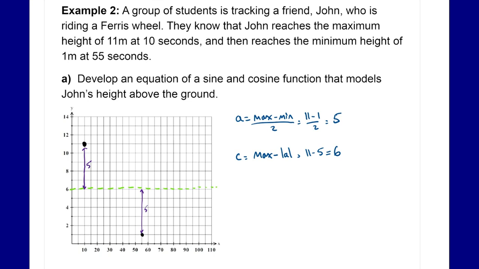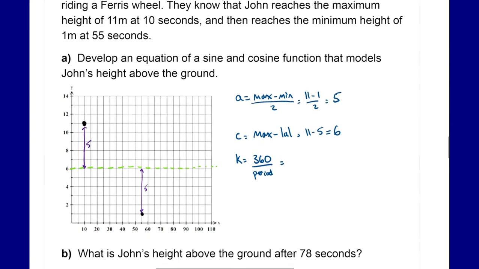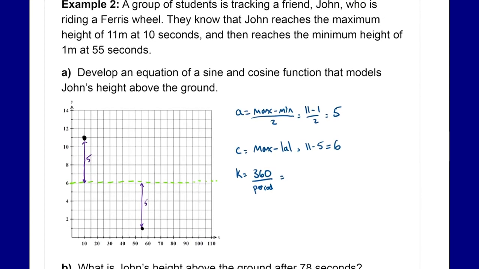Now, for the K value, we need to determine our K value. K is 360 divided by the period. We don't have the period yet, though. But whether I look at my sine or my cosine function, regardless if we look at a sine wave or a cosine wave, the distance from the minimum to the maximum is going to be half the period.